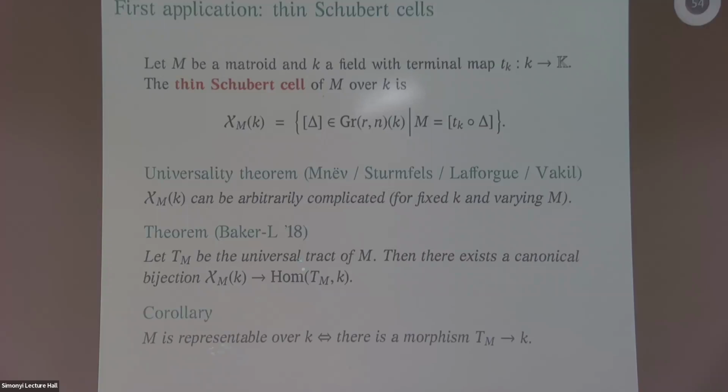And a corollary of that is, M is representable over K if and only if there's a morphism from T_M to K. But again, T_M probably is very complicated and not so useful.